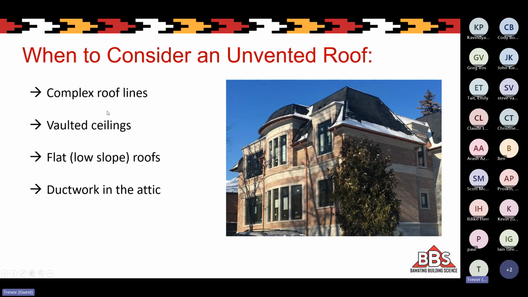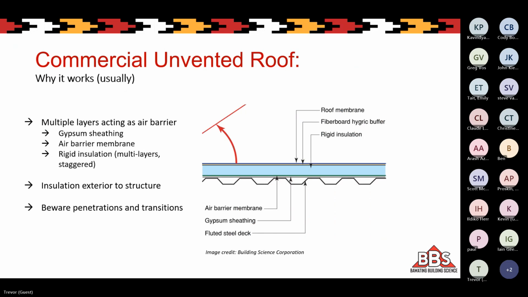So these are some of the reasons to consider using an unvented roof. And when we get into really complex roof lines that make ventilation difficult, if we want vaulted ceilings, right? If you want the interior to be vaulted, we're losing that attic space and ventilation becomes much less effective. We talk low slope or flat roofs, definitely we want to consider unvented roofing. And if we are going to put ductwork above the ceiling level, we might want to consider an unvented roof above that ductwork. So why they usually work.